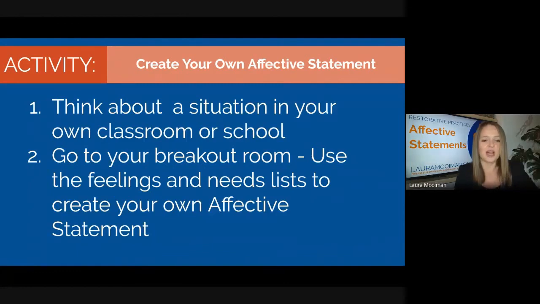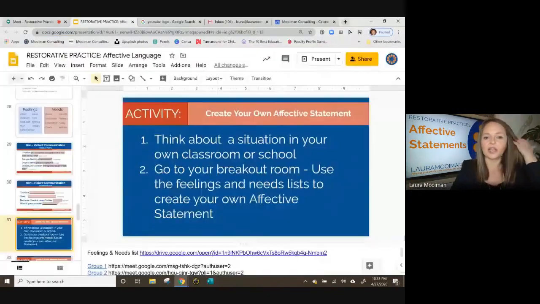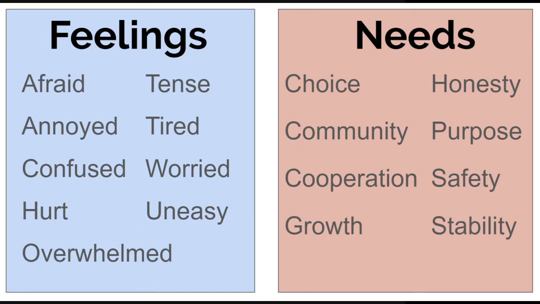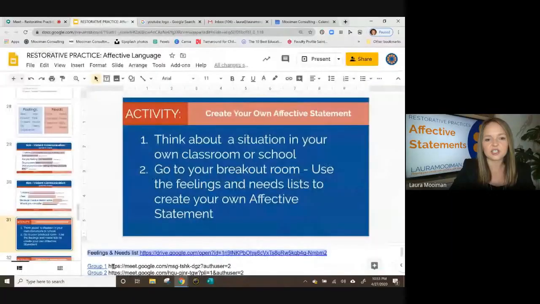Okay, now that you have it, we're going to go into breakout rooms. The first thing is I've given you a list of feelings and needs, and I'm going to send them to you now. This is a tool you're going to need. It has the feelings and needs list, and it also has the sentence frame, so you can practice.